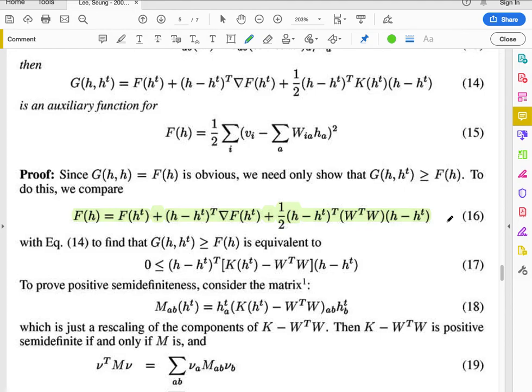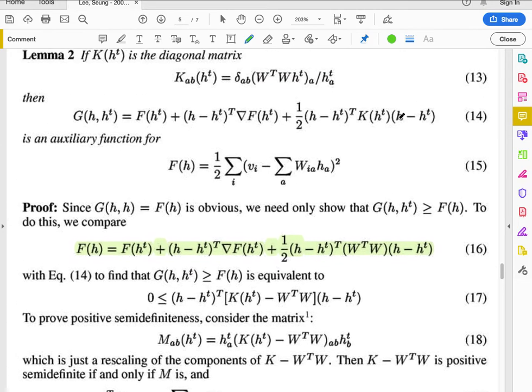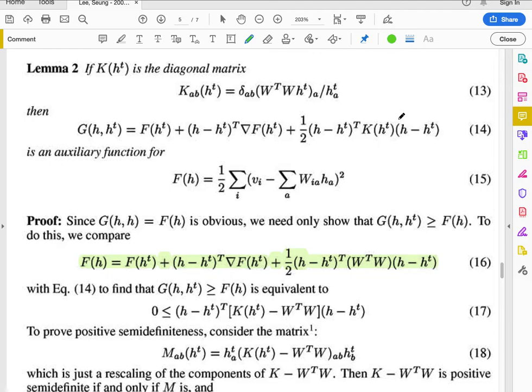How do you do that? This means that you have to show that G is always greater than or equal to F, right? And G is equal to F at HT. How do you show that? Just substitute F of HT and G of HT. So what do you get? G of HT comma HT is equal to F of HT, and other terms become 0. So you have proved already.